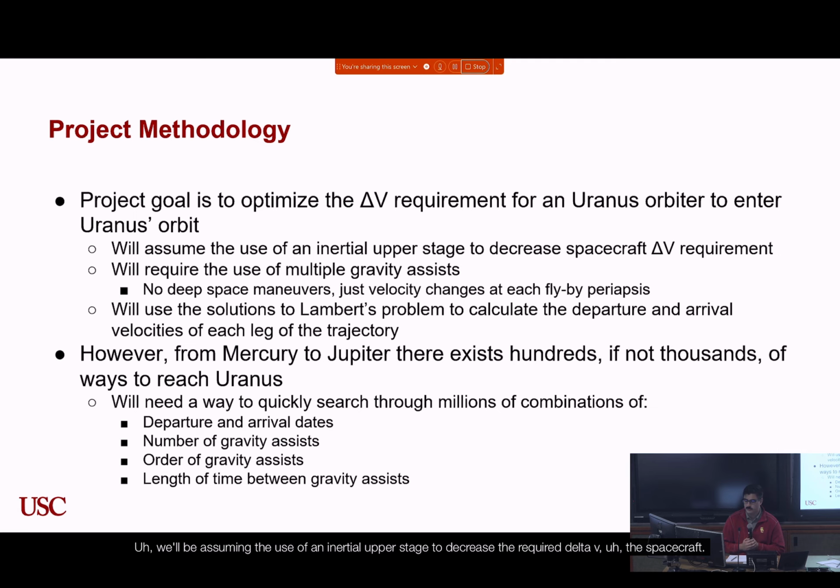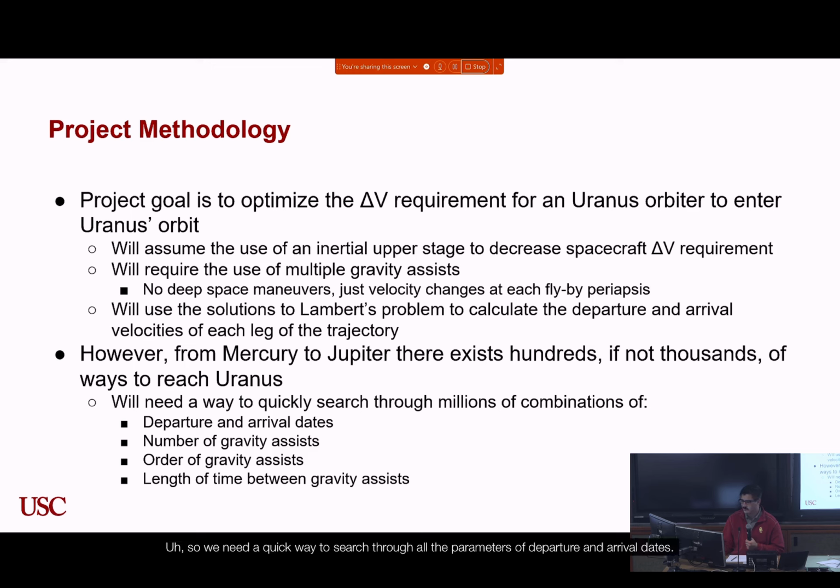We'll be assuming the use of an inertial upper stage to decrease the required delta V of the spacecraft. We're also going to be requiring the use of multiple gravity assists with no deep space maneuvers, just the velocity changes at each of the flyby periapses. We'll also be using the solutions of Lambert's problem to calculate the departure and arrival velocities for each leg of the trajectory. However, from Mercury to Jupiter, there's hundreds, if not thousands, of ways to get out to Uranus.